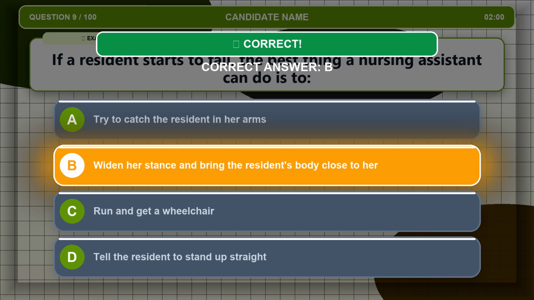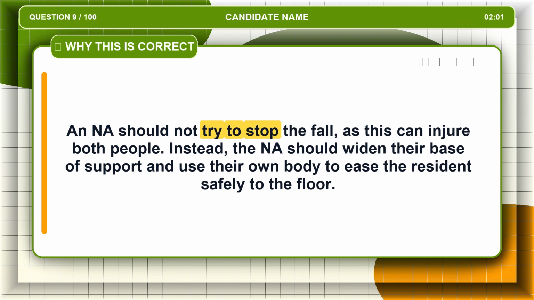The correct answer is option B. Widen her stance and bring the resident's body close to her. And NA should not try to stop the fall, as this can injure both people. Instead, the NA should widen their base of support and use their own body to ease the resident safely to the floor.